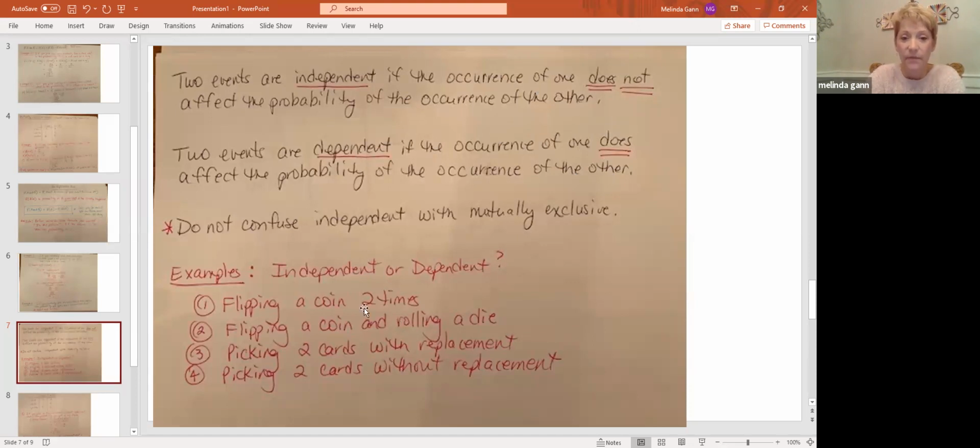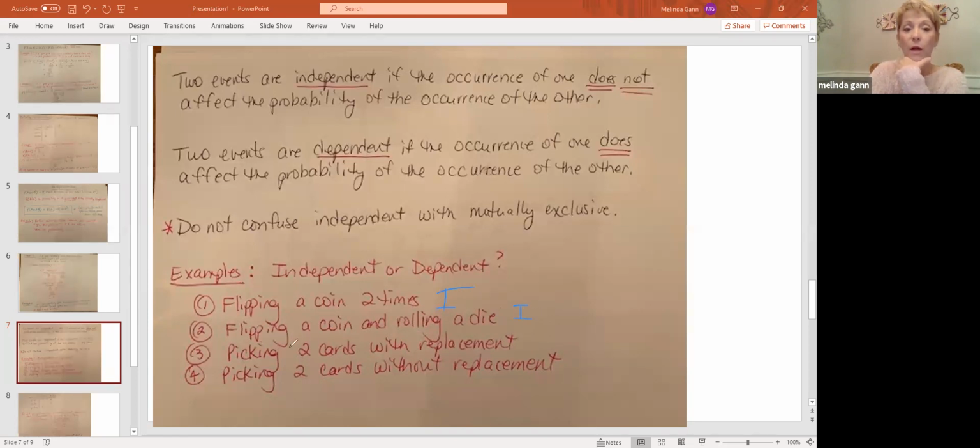So look down here, independent or dependent. What if you flip a coin 2 times? Does your first flip influence in any way what you might get on your second flip? Do you understand? No. So this would be independent. Just because you get a head on the first flip doesn't mean that you can't or must get a head on the second. It doesn't have anything to do with the second flip. Okay. What if you flip a coin and then you roll a die? Does the flip of the coin have any influence on what you might or might not get when you roll the die? No. See, these again are independent.